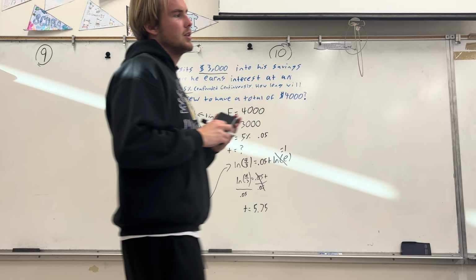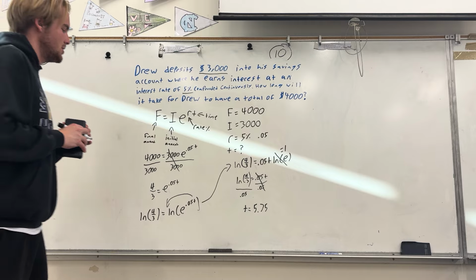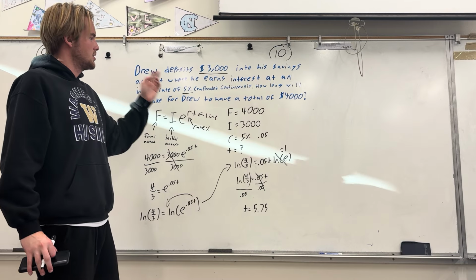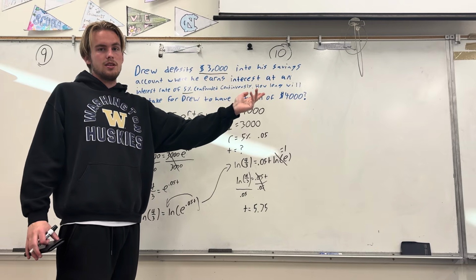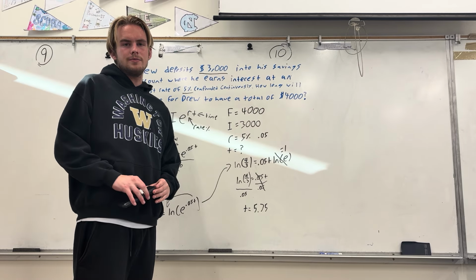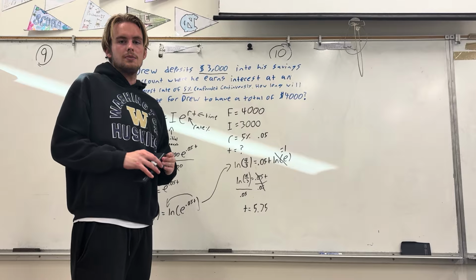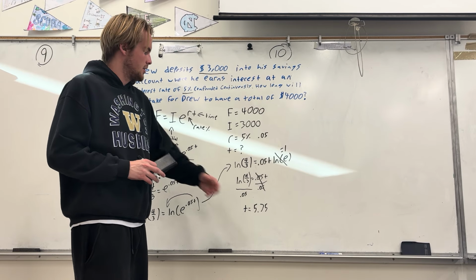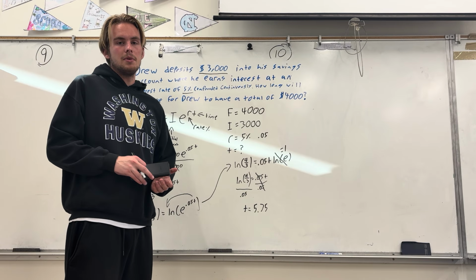And so if you guys remember in the last video, I'm pretty sure we did the exact same thing. The only thing, like I said, that was changed was this word. We added the word continuously. And I think for the last one, it was 5.9. So just by that interest being compounded continuously versus yearly, we're saving time. We're getting that money faster.